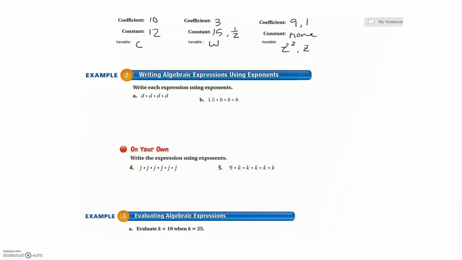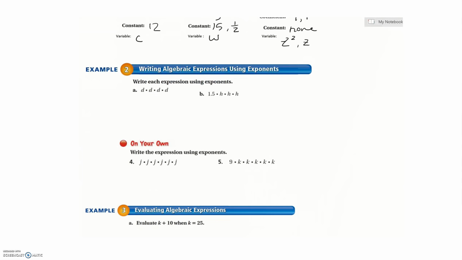Let's look at example 2. In example 2, we're writing our expressions using exponents. We practiced this a little bit in chapter 1. The number that repeats is going to be your base, and how many times it repeats is your exponent. Just a little reminder, if I had 2 times 2 times 2, 2 is repeating, and 3 times is our exponent. Here I am using variables. The d is repeating, so d is my base, and I have 4 of them, so that's my exponent.